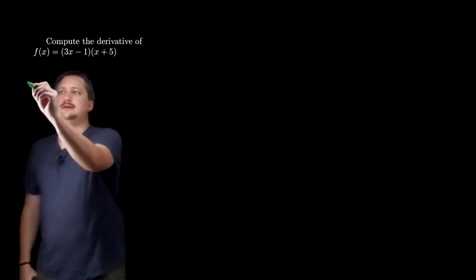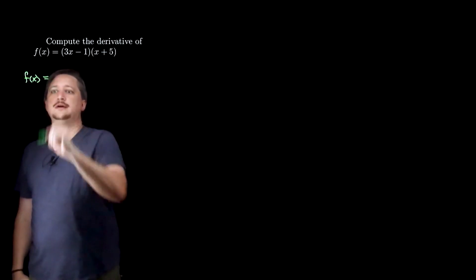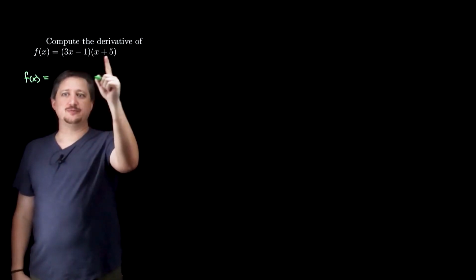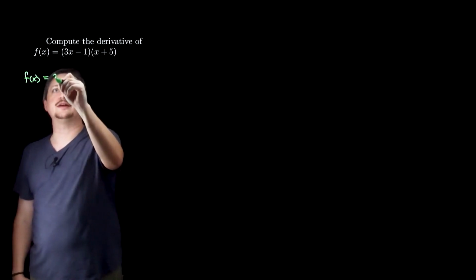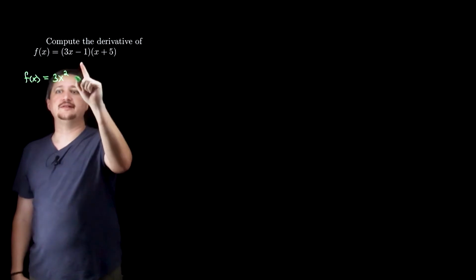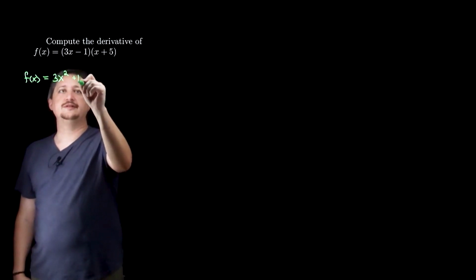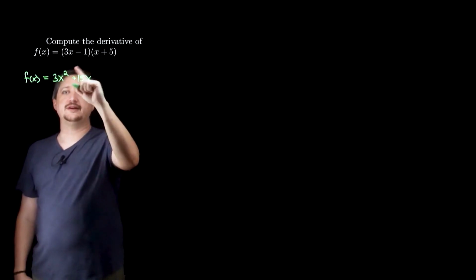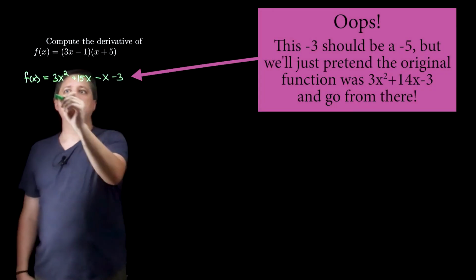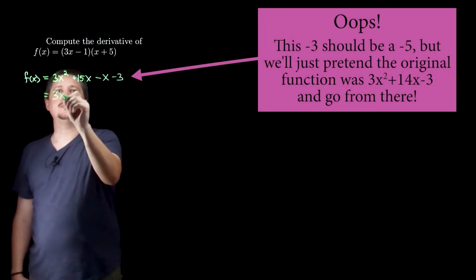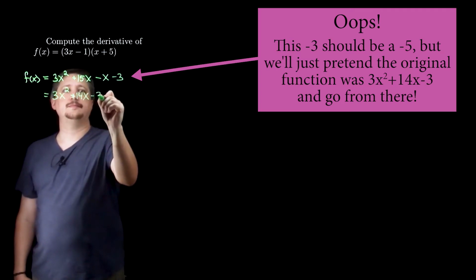So my f of x then, it's the 3x minus 1 times x plus 5, so I'm just going to expand that out by doing FOIL, right? So I'm going to get 3x squared, that's the 3x times x, plus 15x, that's the 3x times 5, minus x minus 3, which if I clean this up, is just going to be 3x squared plus 14x minus 3. Okay?